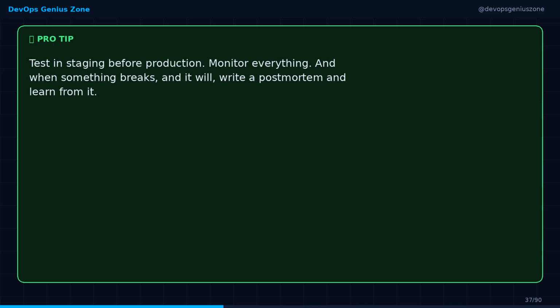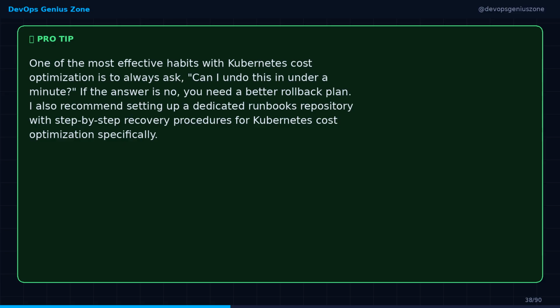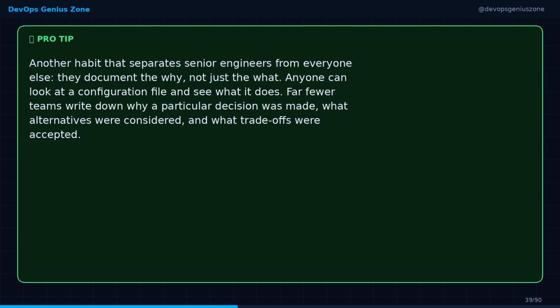Another habit that separates senior engineers from everyone else, they document the why, not just the what. Anyone can look at a configuration file and see what it does. Far fewer teams write down why a particular decision was made, what alternatives were considered, and what trade-offs were accepted. Six months later, when someone wants to change that configuration, that context is the difference between a confident change and a nervous one. With Kubernetes cost optimization, I strongly recommend a short comment or linked doc next to any non-obvious decision explaining the reasoning behind it.